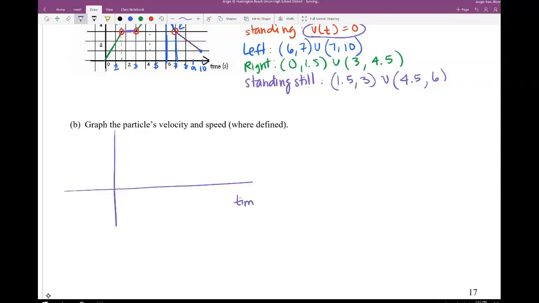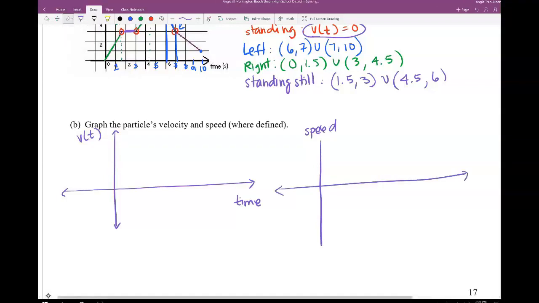So this is time, and this is v of t. So I'm really pretty much graphing S prime. And this is speed. Can you tell me the difference between velocity and speed? Do you recall what the difference is between the two?